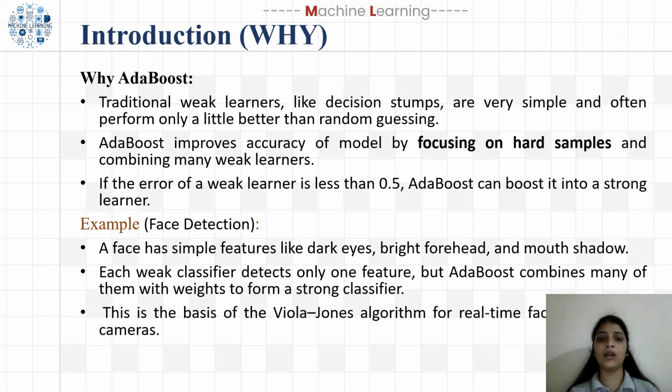So why do we need AdaBoost? AdaBoost is a method that takes weak models and makes them stronger. Think about traditional ML models like decision trees. They are weak learners and usually don't perform well on complex data. The main goal of AdaBoost is to boost weak learners into strong learners. AdaBoost improves the accuracy of the model by focusing on hard samples and combining many weak learners.